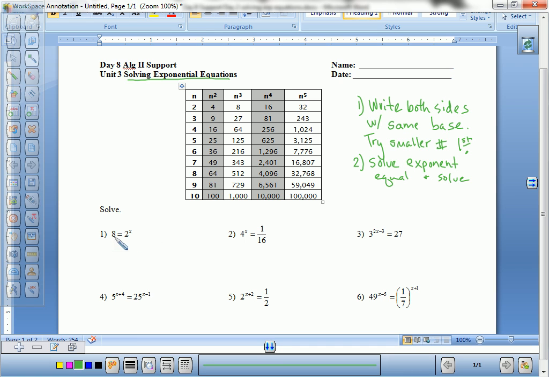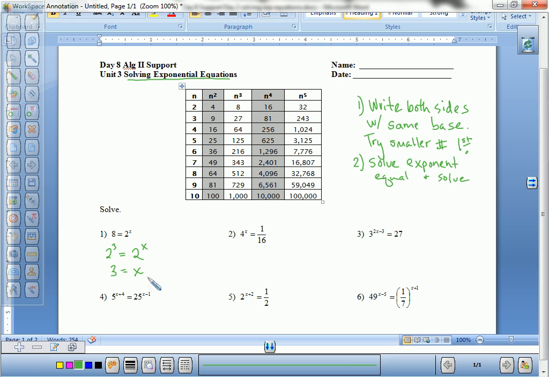All right, so we have 2 bases here, 8 and 2. So we're going to try to write both sides with that smaller number. Can we write 8 as a power of 2? All right, let's look at our chart. Can we write 8 as a power of 2? Yeah, 8 is 2 to the 3rd. Okay, so once we have them written with the same base, then we just set the exponents equal and solve. Well, when we set the exponents equal on this problem, we are done. That's it. That's all there is to it.